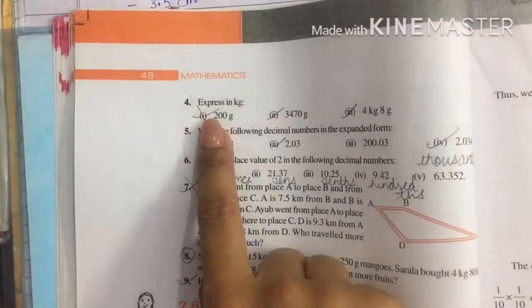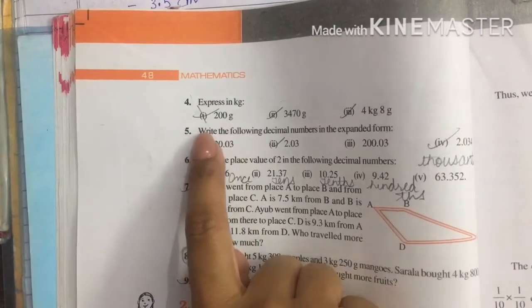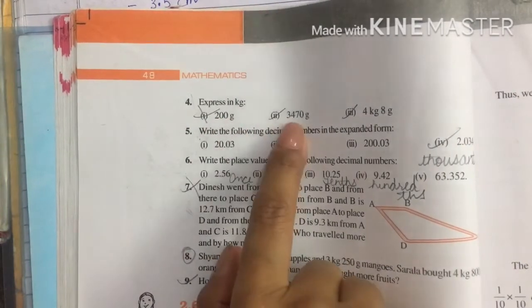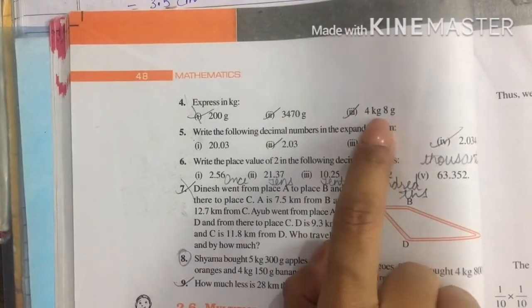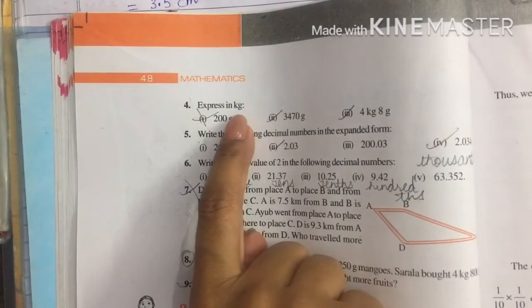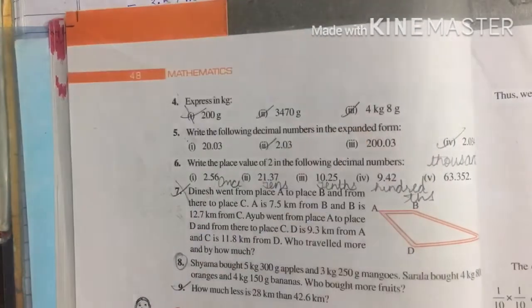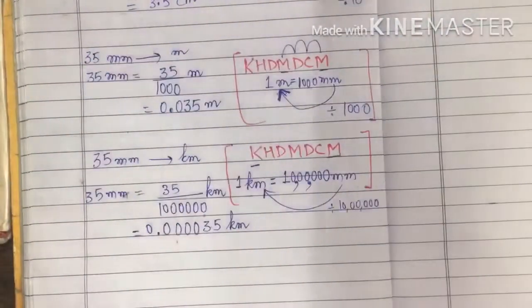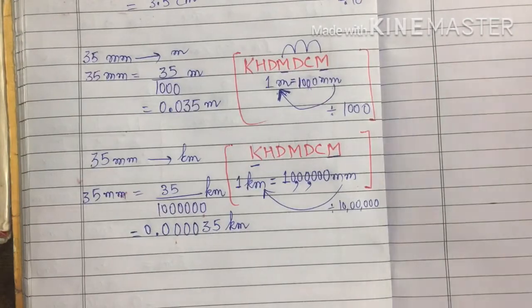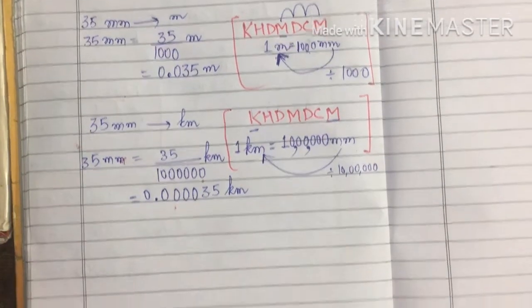Question number 4, express in kg. You have been given values in grams. This one is in kg and grams both. The answer should be in kg, just in kg. And this will be done using decimals. So let's do a few parts.